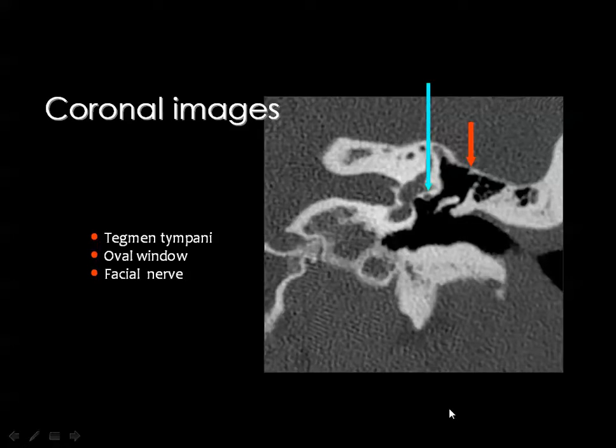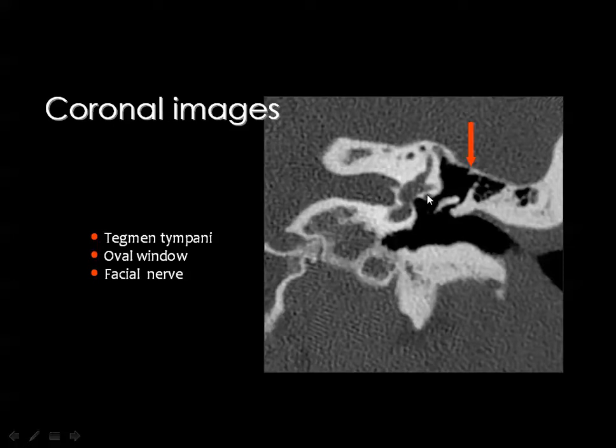The facial nerve is coming from the brainstem. It enters the internal auditory canal, then exits through the canal, and it forms two limbs. Then the descending limb will pass below the lateral semicircular canal. If you look here, this is the vestibule, and this is the cochlea, this is the superior semicircular canal, and this is the lateral semicircular canal.